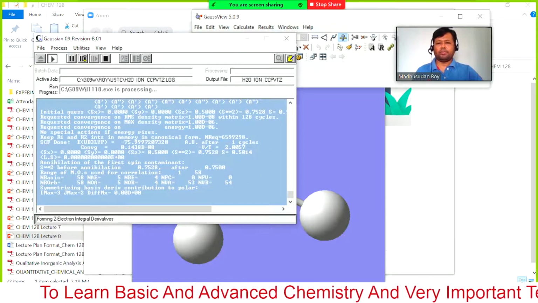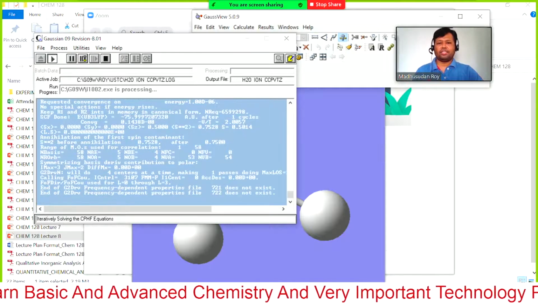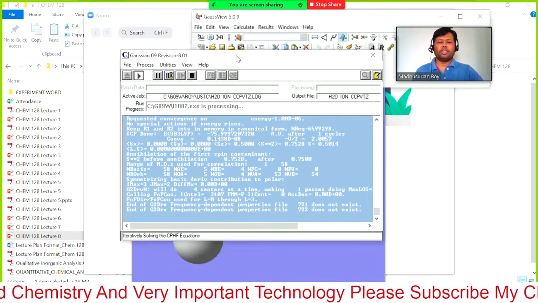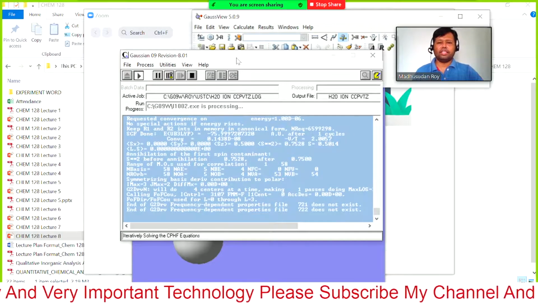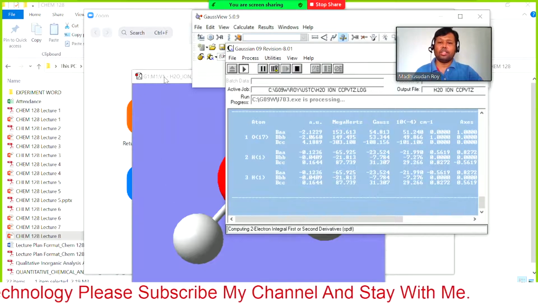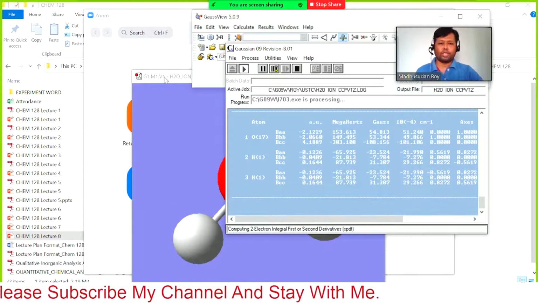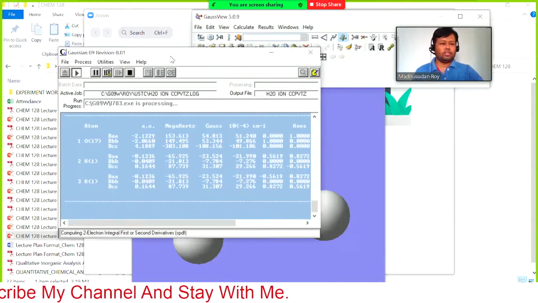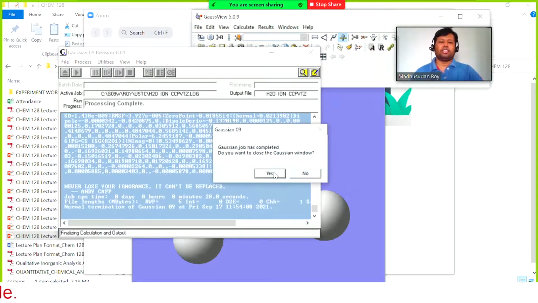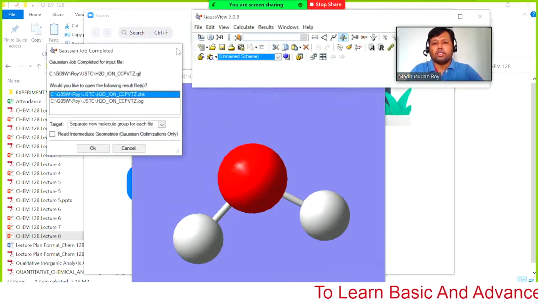How long will it take? As we have given the optimization, it is changing the structure a little bit. This structure will change a little, so it is taking a little more time. However, it will not take more than a couple of minutes. Yes, this is done. So the Gaussian job has completed. Do you want to close the Gaussian window? Yes. Okay, this is done.